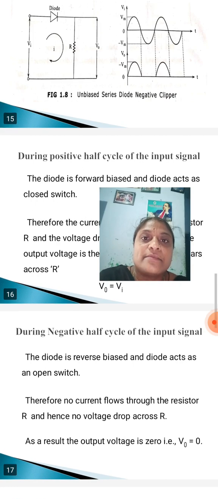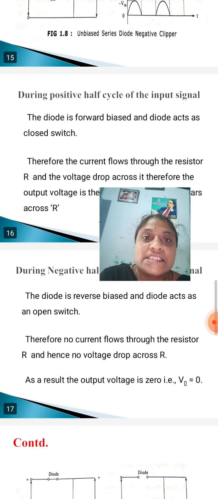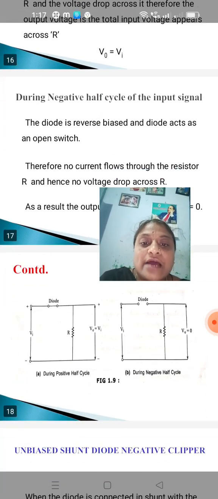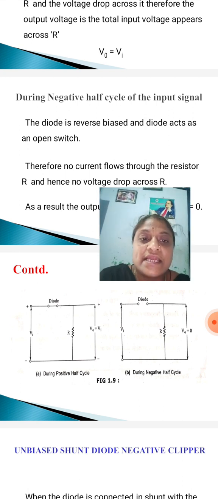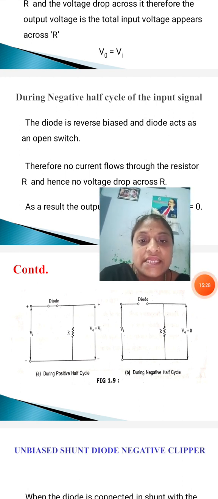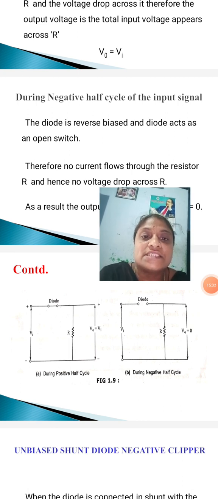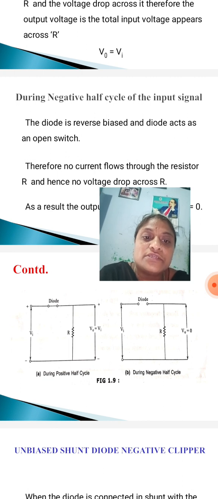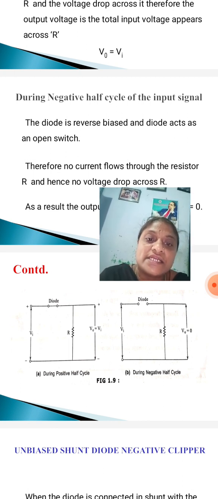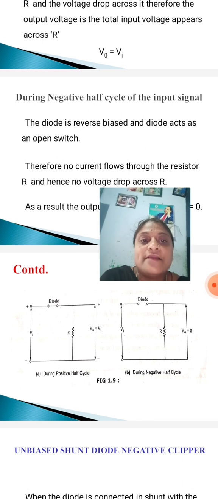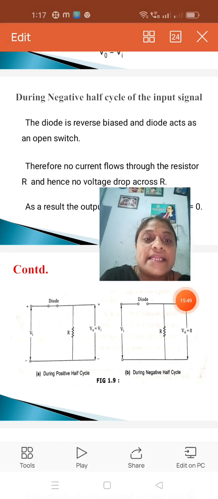This is nothing but the unbiased series diode negative clipper. Observe these figures, figure A and figure B. Figure A is during the positive half cycle of the unbiased series diode negative clipper, and figure B is during the negative half cycle.